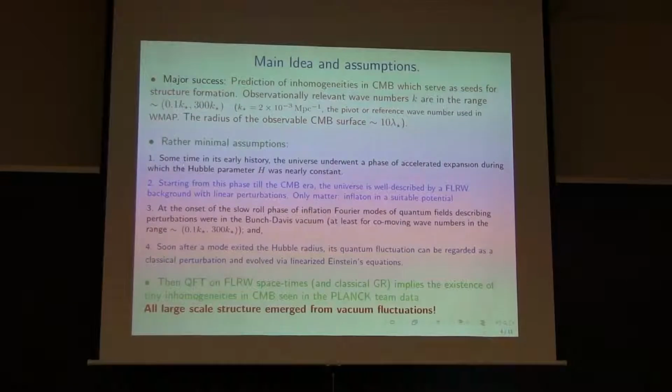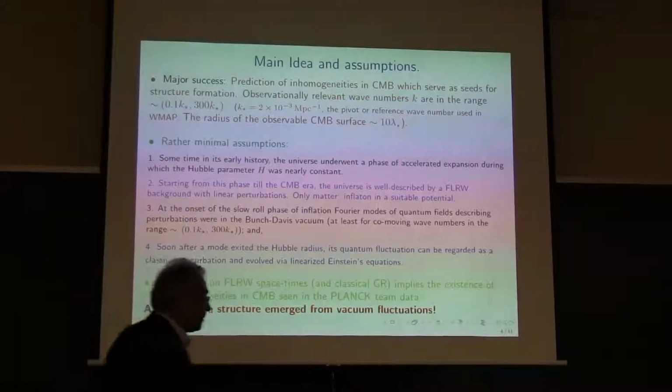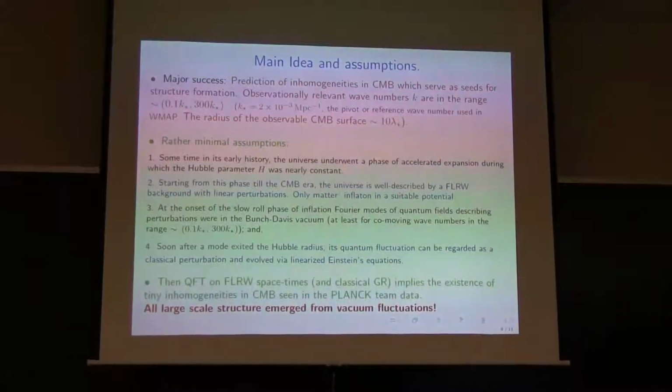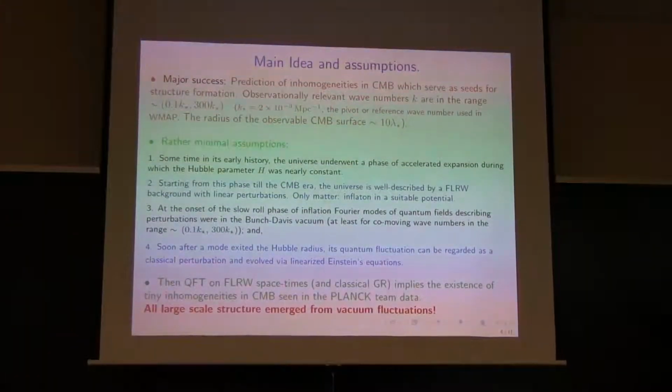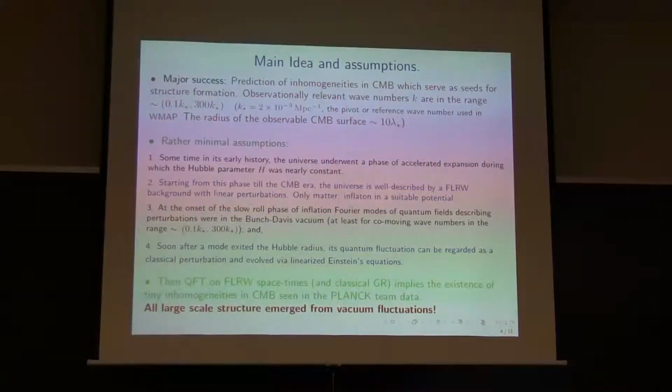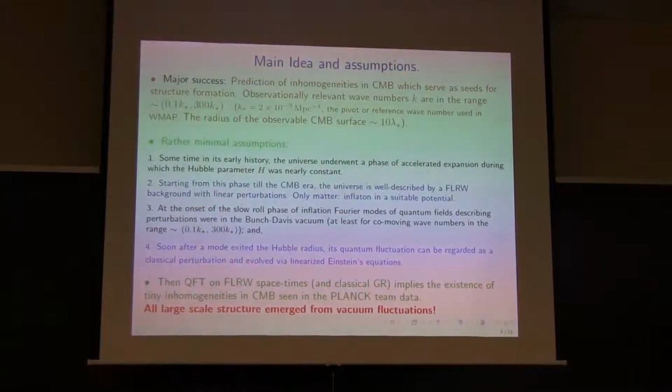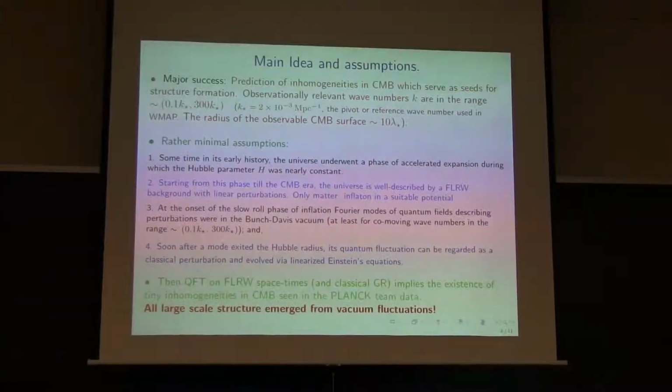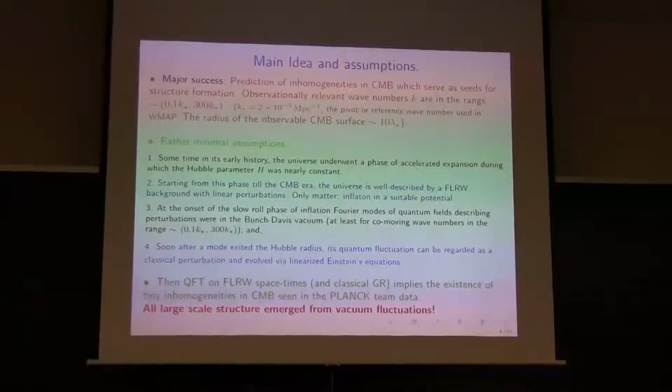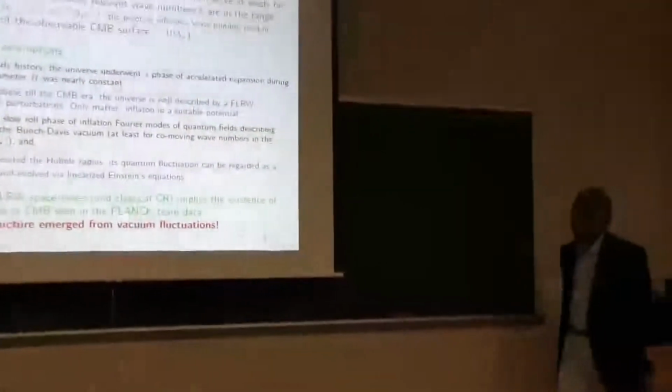So the assumptions are that sometime in the early history, the universe underwent a phase of accelerated expansion during which the Hubble parameter, remember the Hubble parameter is just a dot over a, where dot is a proper time derivative, is nearly constant. And if this was nearly constant, then clearly a(t) will go like e to the H naught t, just solving that equation.